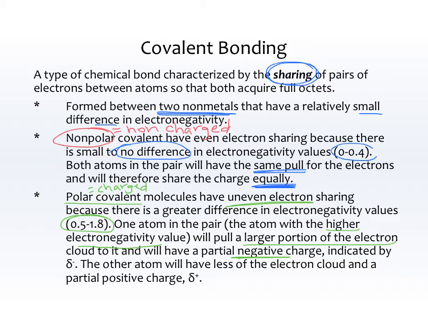The one that is more electronegative has a partial negative charge, indicated by a delta minus. That's the Greek lowercase letter d, with a negative for the negative charge. The other atom will have less of the electron cloud and a partial positive charge. That's the Greek lowercase letter d with a little plus sign to indicate less electrons, more positive.